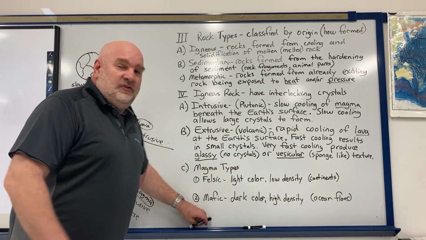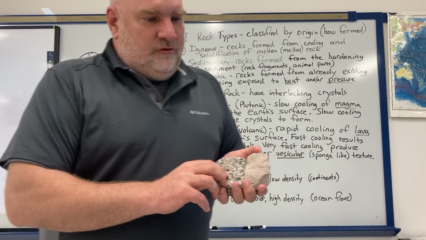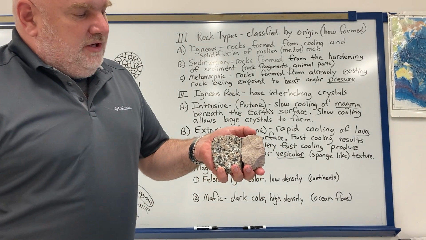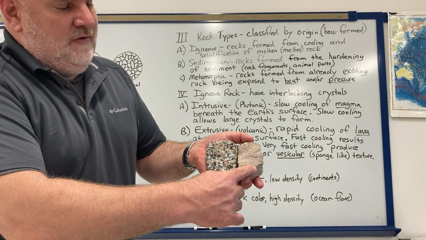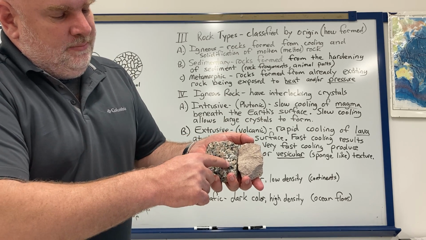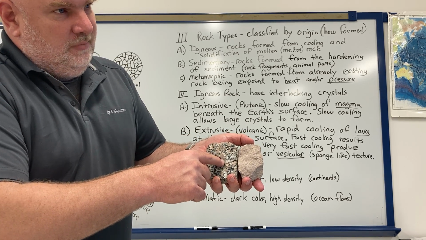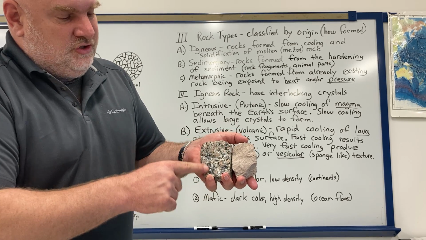So just to give you an example, these two rocks right here are basically made of the same stuff. It's just that this one cooled slowly and this one cooled fast. So this one here, I could see the individual crystals. I could see the pink crystal there, the white crystal there, the black crystal there. I could see all the individual crystals in this. This has a coarse texture.